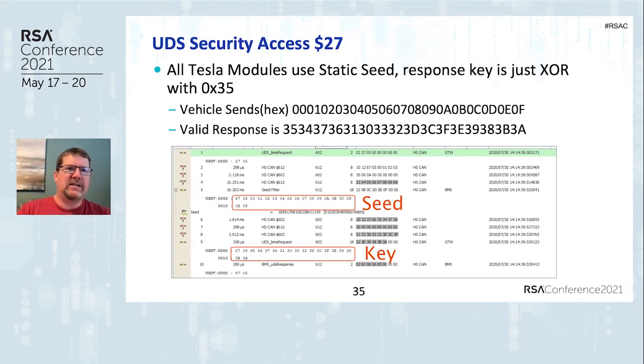So all Tesla modules, and here's really where we get into kind of the other big thing that we found. This was well known. It just wasn't really talked about as much in conferences and gone into this much detail. But all Tesla modules use a static seed. The static seed is basically just XOR with a value of 35. So you request a seed, and then your response is the XOR 35 value of it. But what the vehicle sends as a seed is 00, 01, 02, et cetera, all the way up through 0F. So the response is basically just the XOR of that.